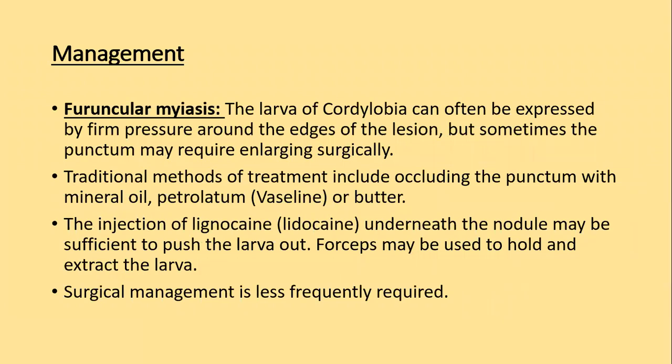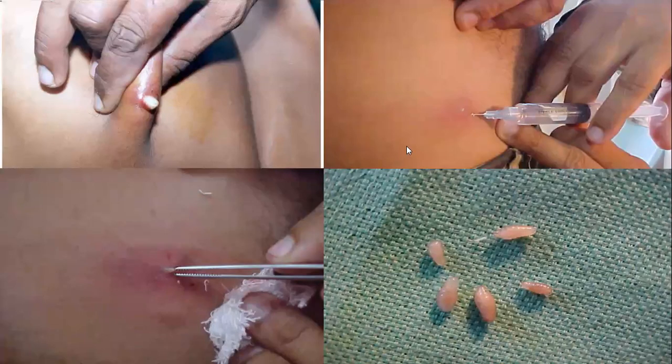Management. Furuncular myiasis. The larva of Cordylobia can often be expressed by firm pressure around the edges of the lesion, but sometimes the punctum may require to be enlarged surgically. The traditional methods of treatment include occluding the punctum with mineral oil, petrolatum, or butter. Injection of lignocaine or lidocaine underlying the nodule may be sufficient to push the larva out, and forceps may be used to hold and extract the larva, and surgical management is rarely required.